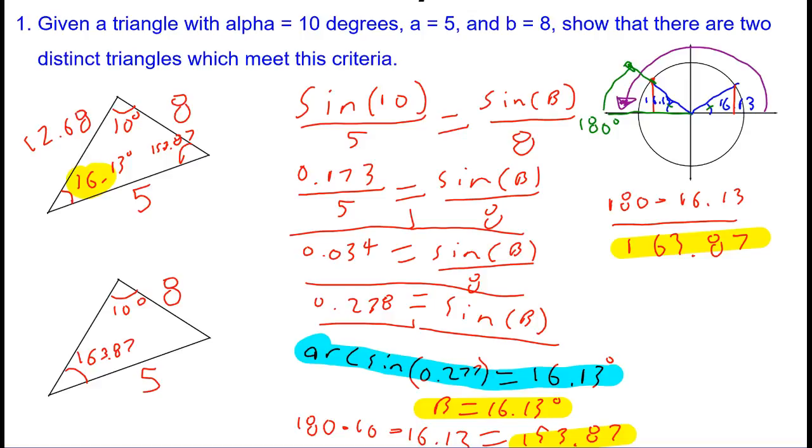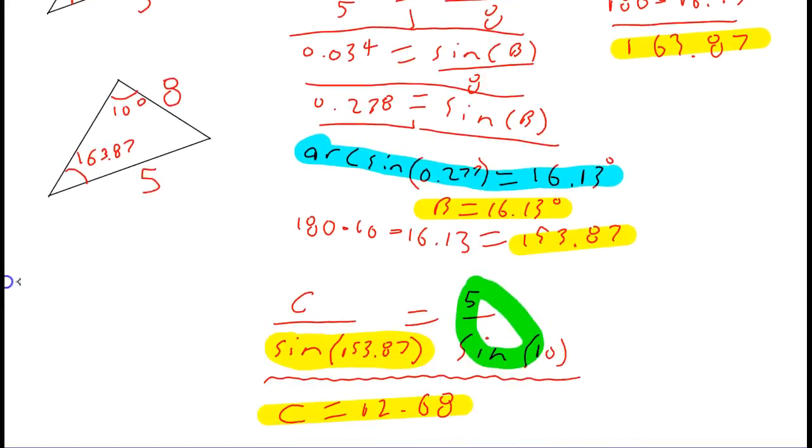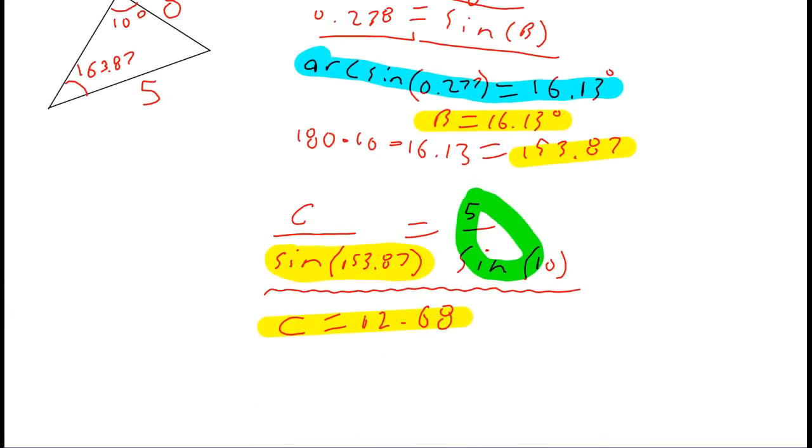So I'll scroll us on down. Here we do it in the space on the left. We would do 180 minus 163.87 minus 10, which is going to leave us 6.13. So we could fill that into our triangle right here. I'll give that a good little highlight.